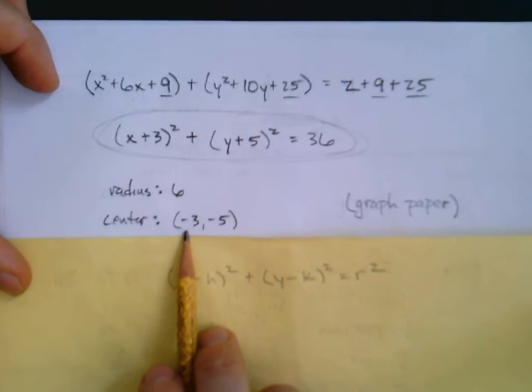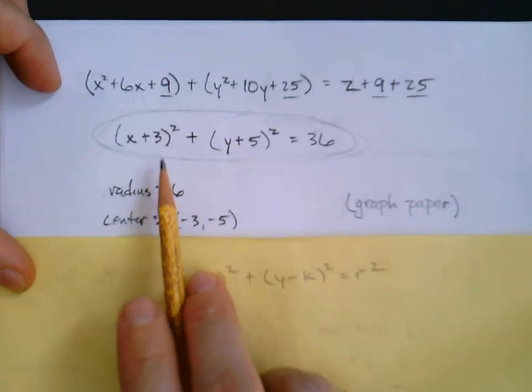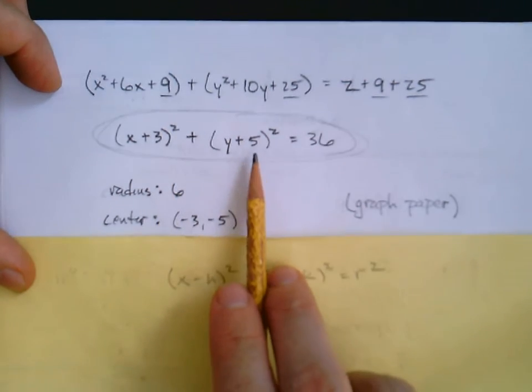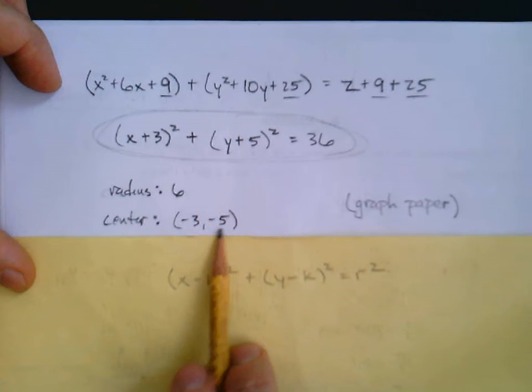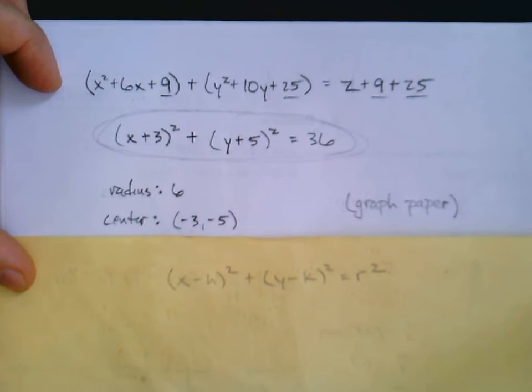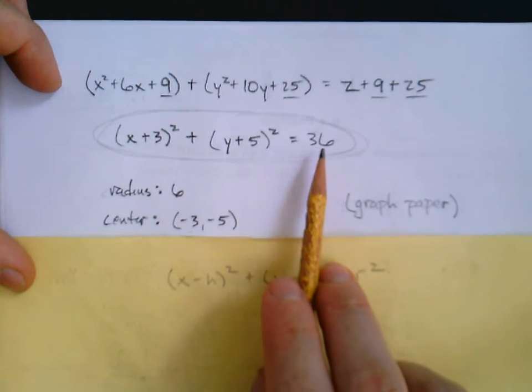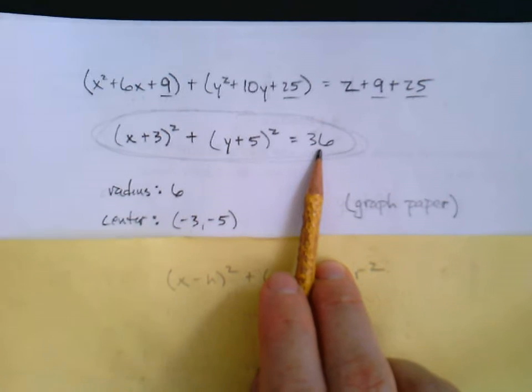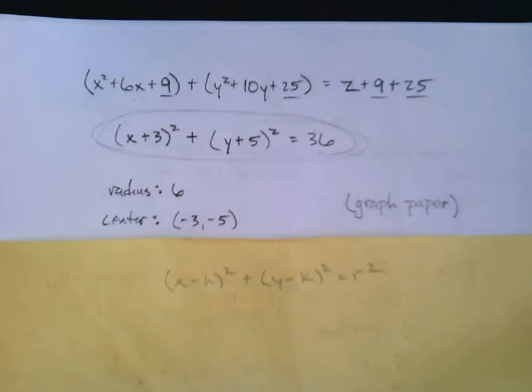oh, it looks like I wrote the center down here. Then the X coordinate is -3, and the Y coordinate of your center is -5. The radius, if I see 36 here, that always represents r squared, so that means the radius was just 6.